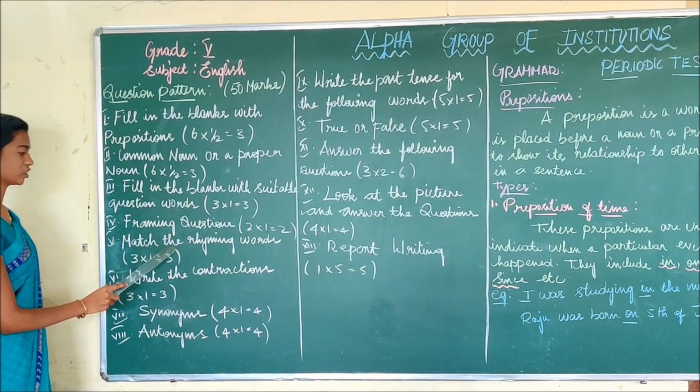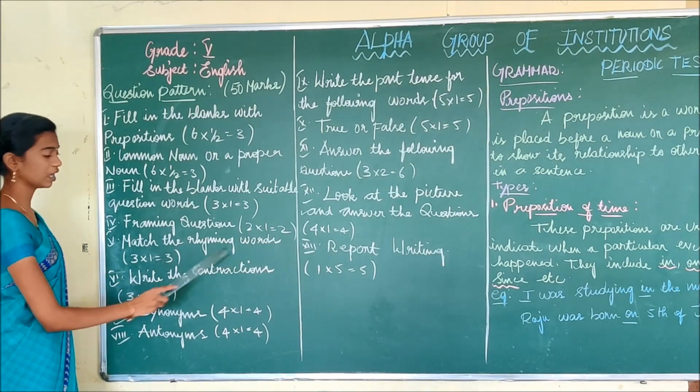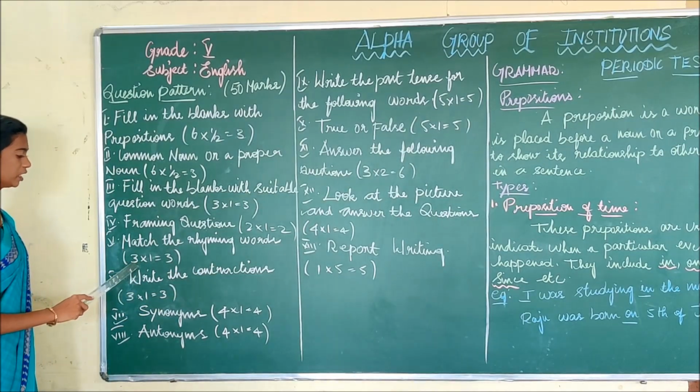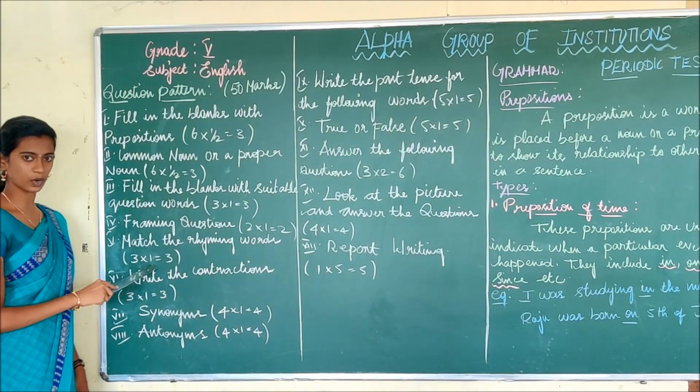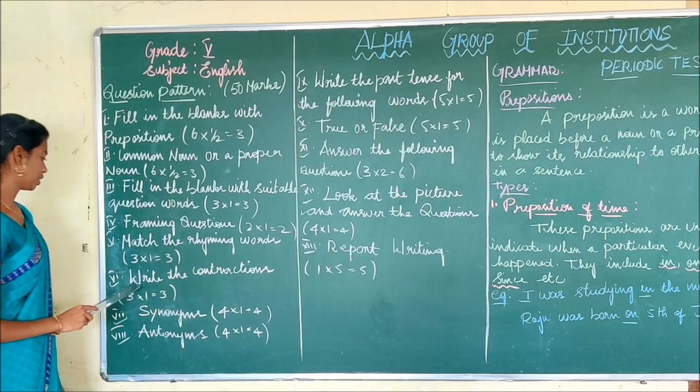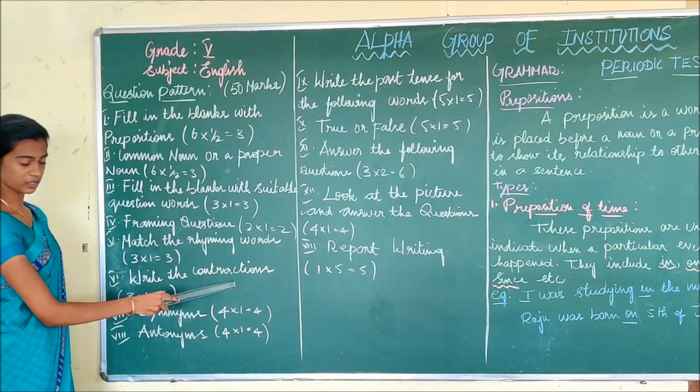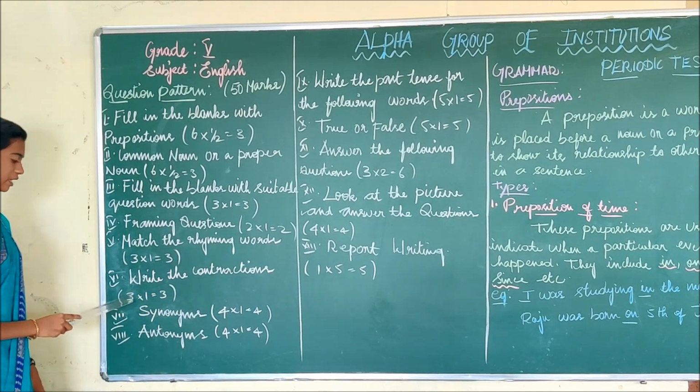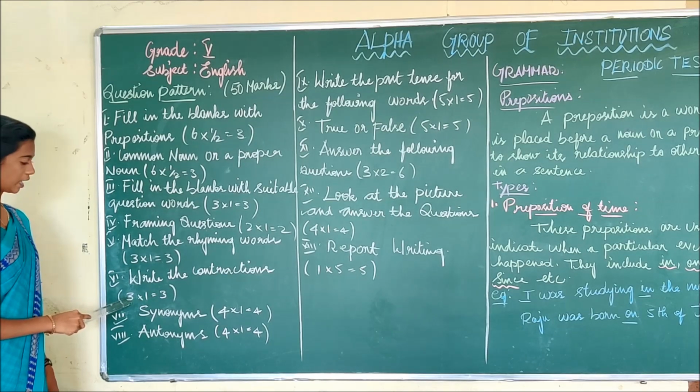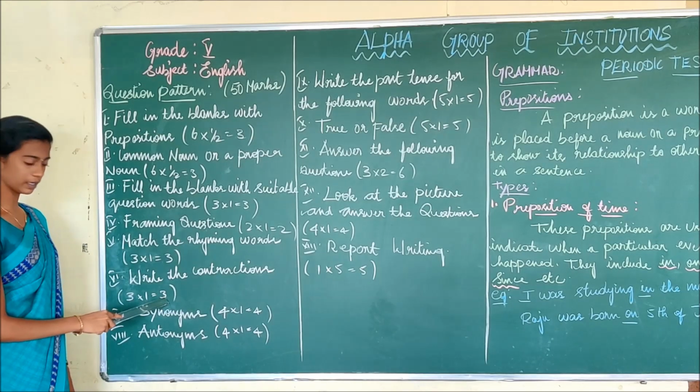Fifth one. Matching the rhyming words. So there will be 3 rhyming words. Each carries 1 mark and totally 3 marks. Sixth one. Write the contractions. So there will be 3 contractions and each one carries 1 mark and totally 3 marks.